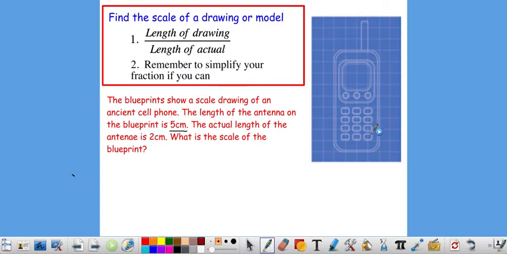So this is an ancient cell phone. The length of the antenna on the blueprint, we're told, is 5 centimeters. The actual length of the real antenna on the real phone is 2 centimeters. So the scale would be 5 over 2. And if we want to put units in, we can put units in. In general, as long as units are the same when you're comparing two things, it's fine.